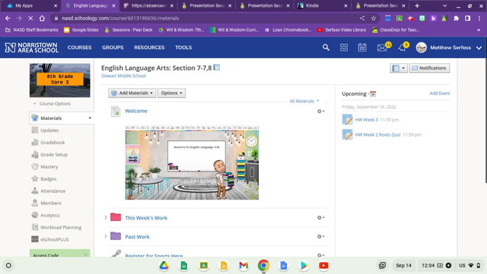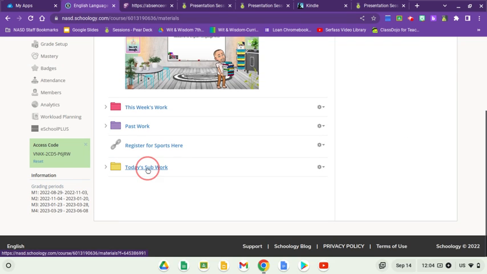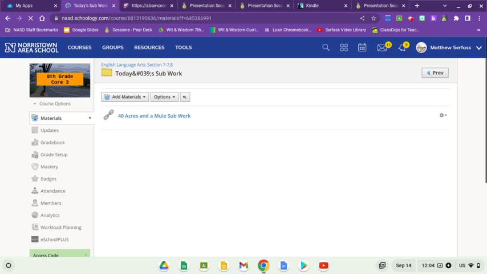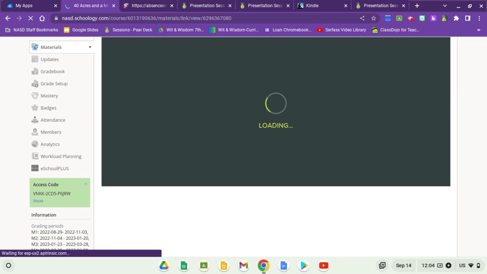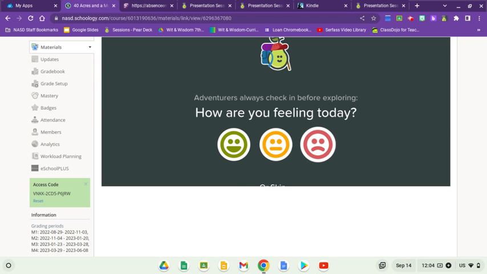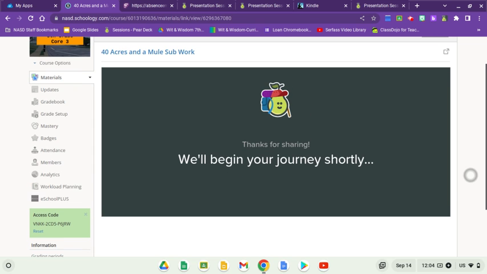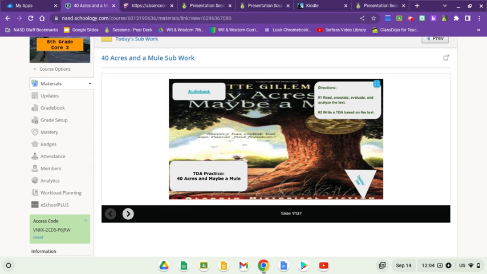And then when you're in there, you will see today's sub work. See that? It'll say 40 Acres and a Mule sub work, and then you'll click that. And boom, it'll open. And you'll click happy, even though I'm not there. I understand all that, but it's okay. Everything's going to be just fine.